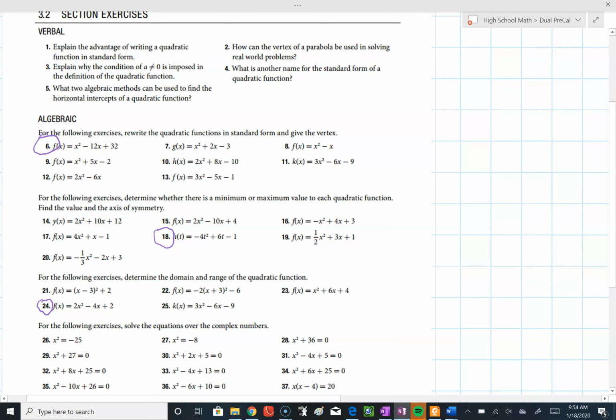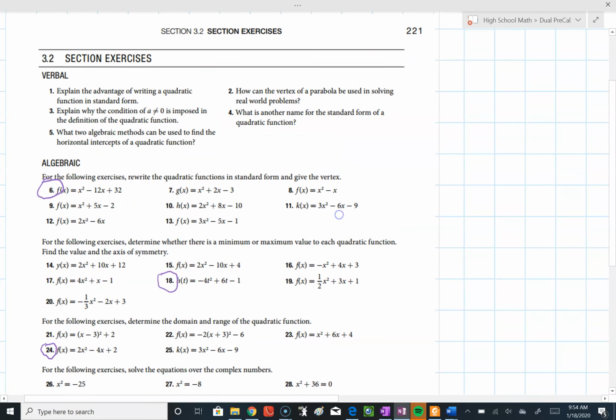This video will be some sample problems from section 3.2. I'll begin with problem number 6. It says, for the following exercises, rewrite the quadratic function in standard form and give the vertex.